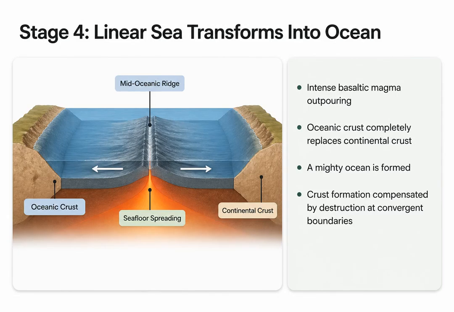Finally, we reach the fourth stage, where a linear sea transforms into a full-fledged ocean. At this point, there is an intense outpouring of basaltic magma, which accentuates seafloor spreading. The oceanic crust completely replaces the old continental crust, and a mighty ocean basin is established. All major oceans today are at this stage.